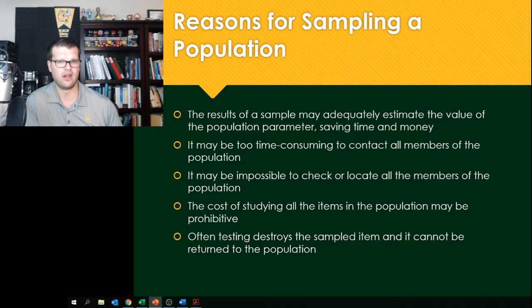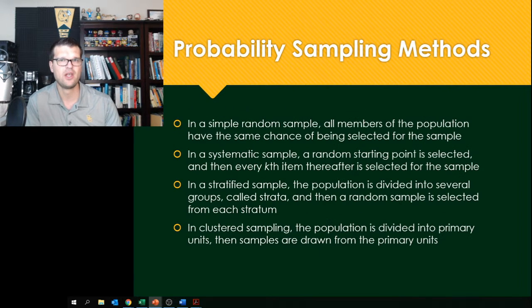And then another thing, it may be difficult to check or locate the entire population. For instance, if I want to know the water quality in Lake Michigan, I'm going to take a jar or a beaker of water from different locations, but I can't drain the entire lake in order to check the quality of the water. I can only check certain locations, and I just take small samples from that. So those are different reasons to sample.